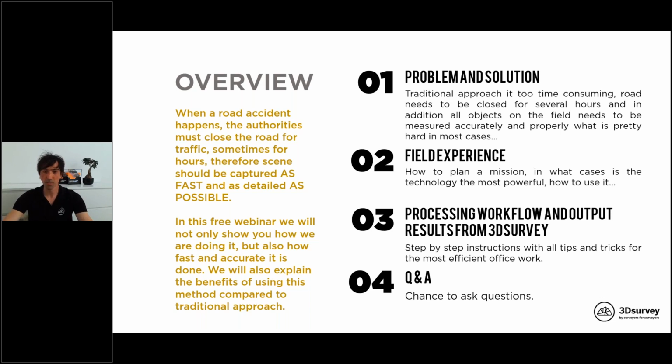We will also explain the benefits of using this technology compared to the traditional approach. First, we will see the problem and solution slide. We all know that the traditional approach is too time consuming, and the road needs to be closed for several hours. Additional objects in the field need to be measured accurately and properly, which is actually pretty hard in most cases. We will discuss this problem, and we will give you the solution: how police departments work today. They equip themselves with drones and photogrammetry software. They step forward, and they are doing a really nice project, I must say.